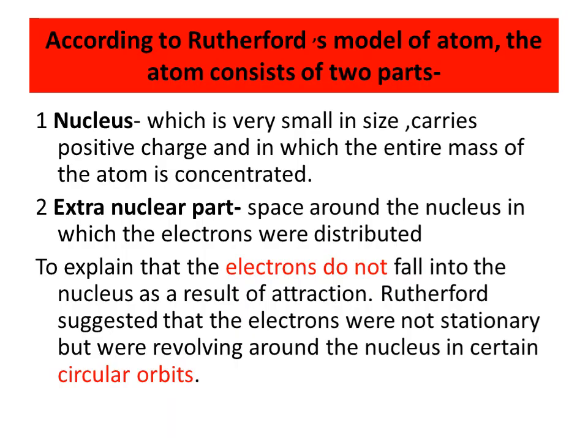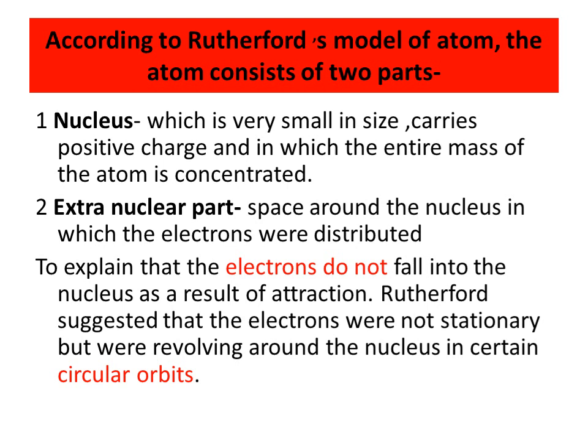Thus, according to Rutherford's model of atom, the atom consists of two parts. Number 1, nucleus, which is very small in size, carries positive charge, and in which the entire mass of the atom is concentrated. Since electrons have negligible mass, the mass of atom is mainly due to protons and neutrons. Hence, protons and neutrons must be present in the nucleus. The presence of positively charged proton in the nucleus also accounts for the positive charge on the nucleus.